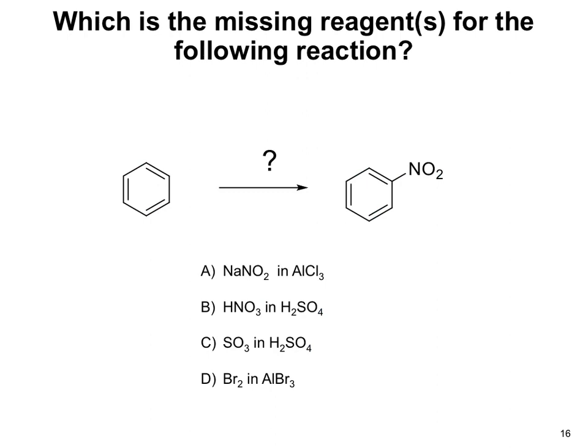What is the missing reagent in the following reaction? Okay, so we're doing nitration. So what reagents give you the nitro electrophile? Nitric acid and sulfuric acid, B.